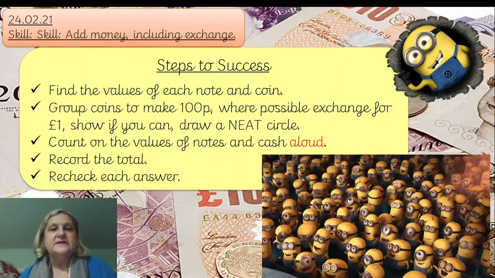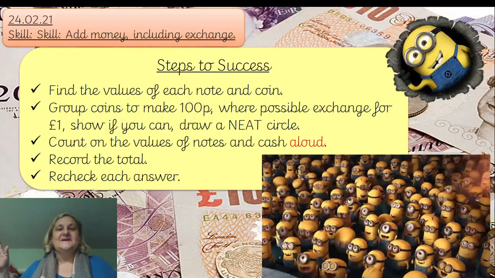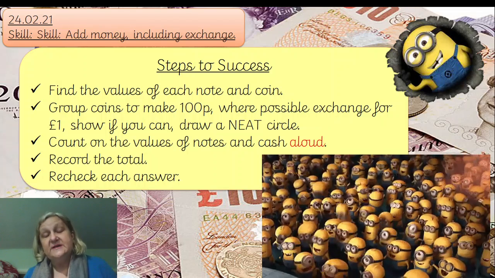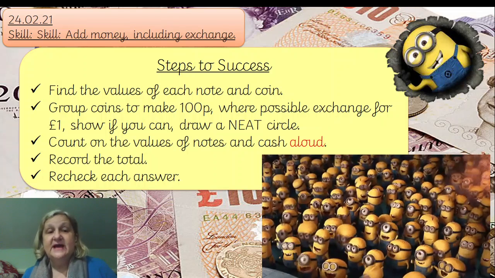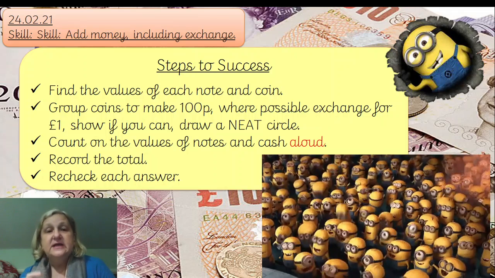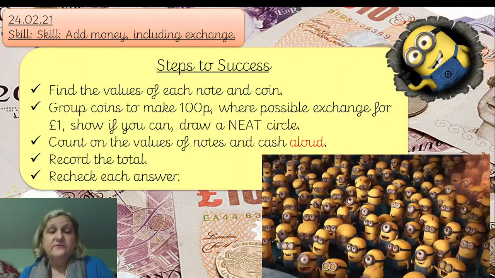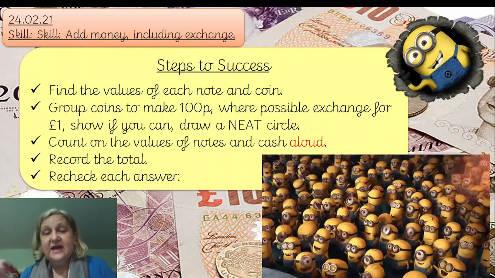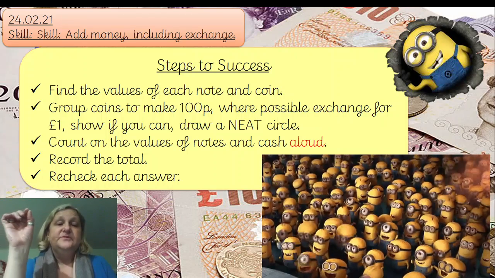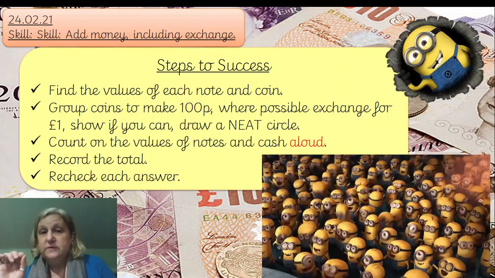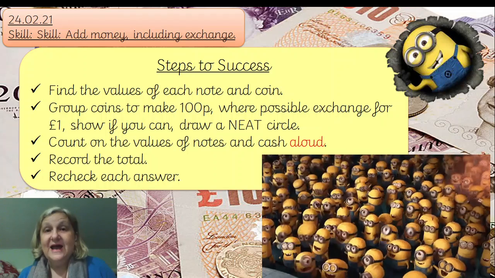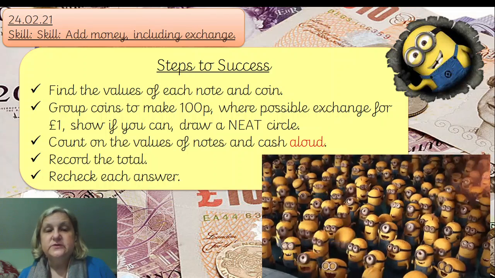So your steps to success today are going to be finding the values of each note and coin, making sure you're counting them accurately, grouping those ones to find 100 first where you can, and exchanging it for a pound. Show that if you can by drawing a neat circle on your work. You can mark it however you want to. Count on the values of your notes out loud. That's really good practice for you.